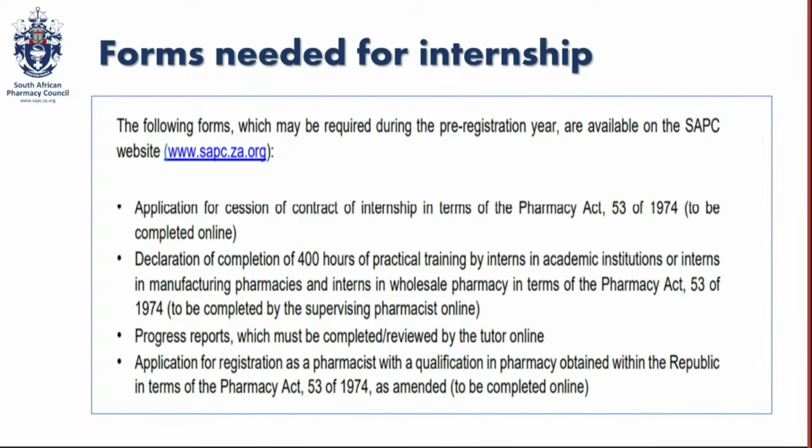As a tutor, what forms would your interns require? There's an application for cessation of contract of internship in terms of the Pharmacy Act, which is available online. Declaration of the 400 hours of practical training by interns. These are specific to academic interns. So if they work in a research institution like a university, or if they're part of a manufacturing pharmacy or a wholesale pharmacy, they need to complete their 400 hours within a pharmacy. Progress reports, which must be completed or reviewed by the tutor online. And an application for registration as a pharmacist with a qualification in pharmacy obtained from within the Republic in terms of the Pharmacy Act, which is also completed online.